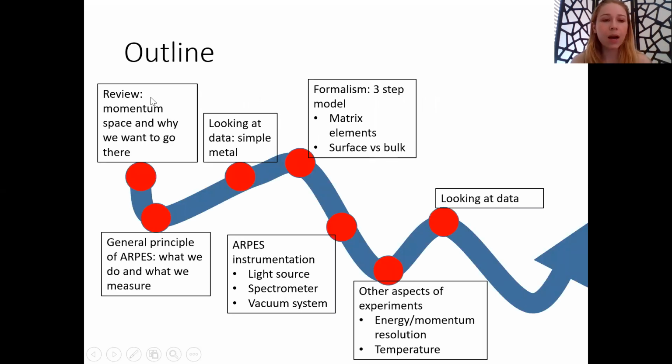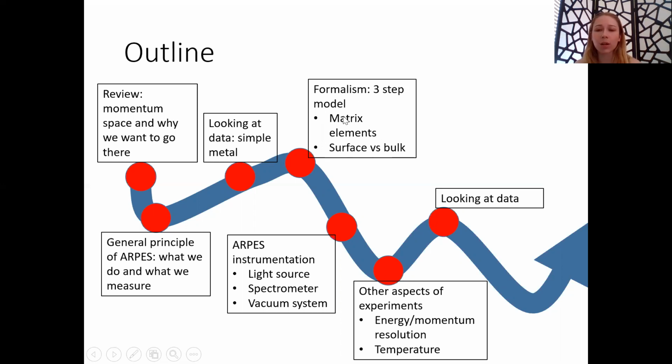So this is an outline of what I'll talk about. I'll do a very brief review about what's in momentum space and why we want to study there, general principles of ARPES, looking at simple data. Then I'll get into a little bit of the formalism. So I'll go a little bit quickly here, emphasizing which terminology I want you to remember from this and which consequences I want you to remember.